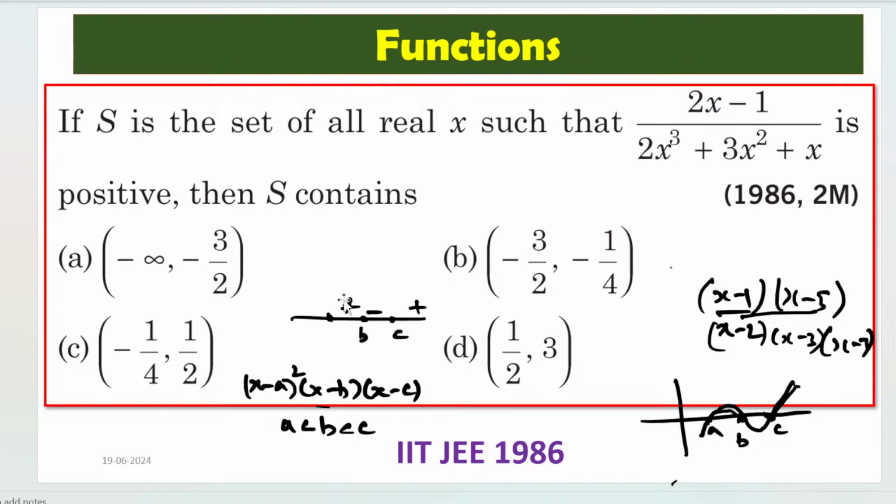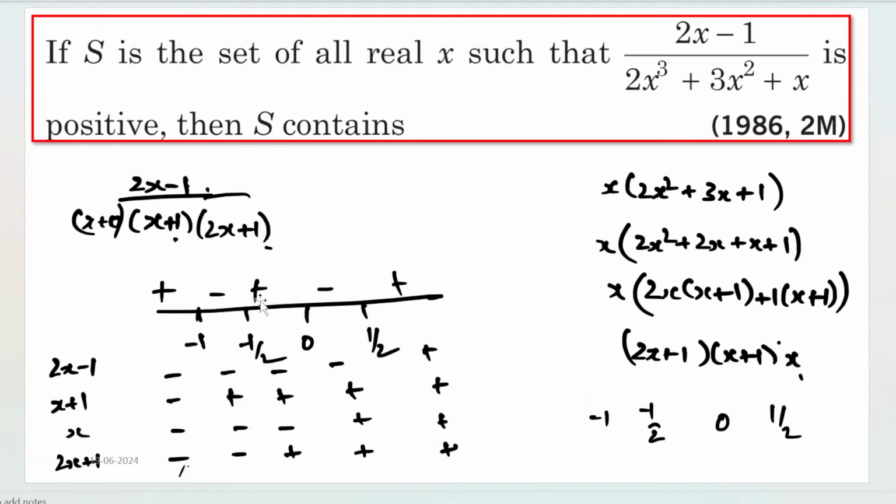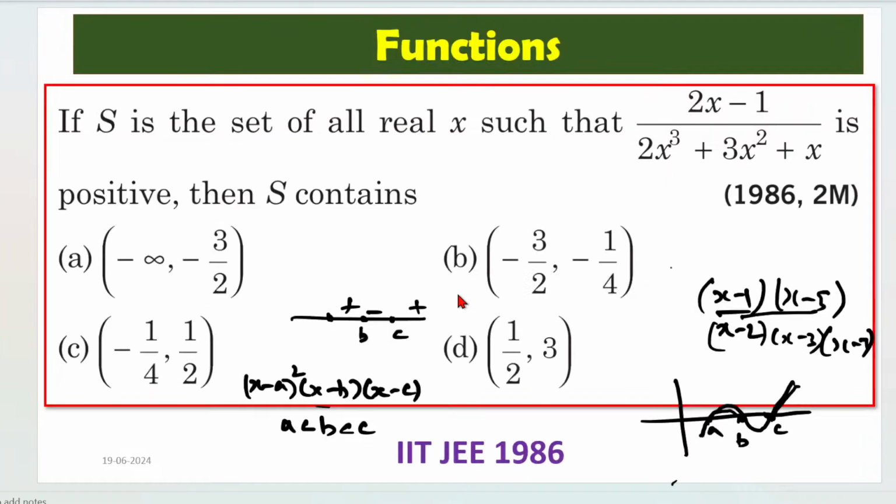Understood? Yes, sir. Okay, then what is our S? Our S is minus infinity to minus 1, minus half to 0, and greater than half. Right? That is our overall set. Now within that, if there are some subsets that we can take. Okay. Yes, sir. Cool.